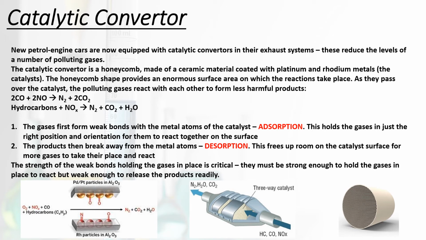Now the key thing is that we have to choose our metals very carefully, and there'll be a reason that we've chosen these platinum and rhodium metals, and the reason is because we have to have the right strength of bond. We have these weak bonds that hold the gases in place for them to react, and the strength of those bonds is really crucial. They must be strong enough to hold the gases in place, but you don't want the bonds to be too strong that once the reaction has happened, the product can't be released. You wouldn't regenerate your catalyst and you wouldn't get your products out.